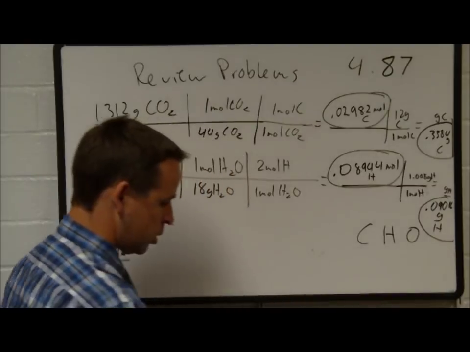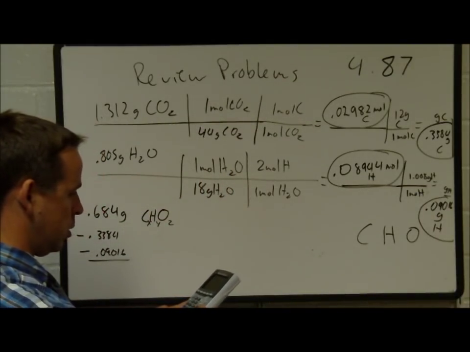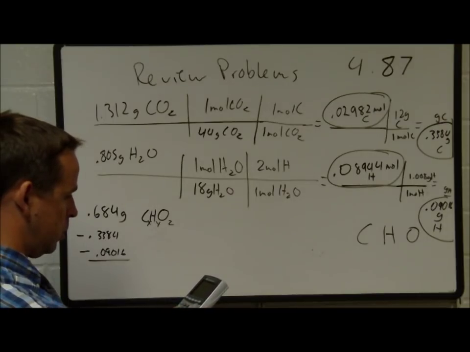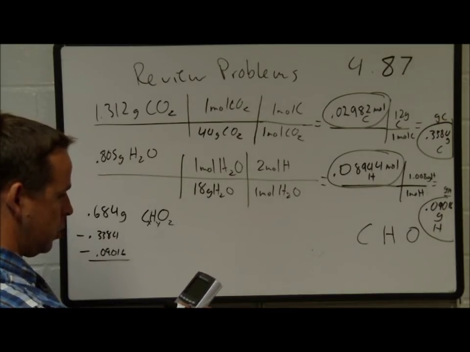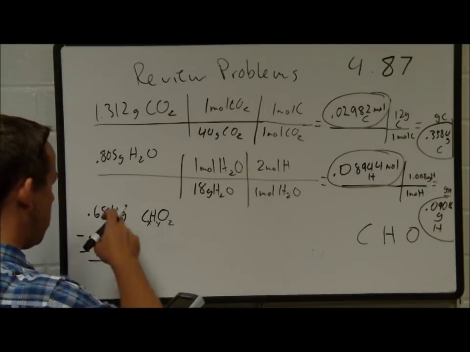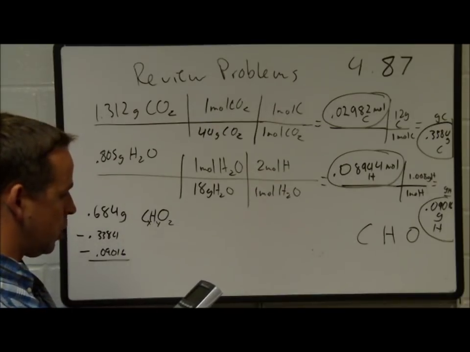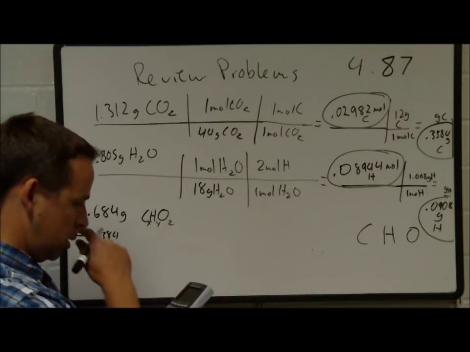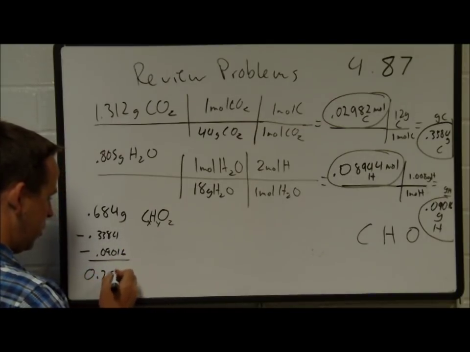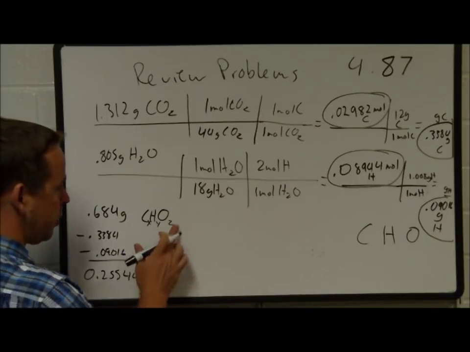All right, so we have 0.684 minus, and we also subtract from our initial mass the grams of carbon and the grams of hydrogen, and the grams of oxygen ends up being 0.25544 grams of oxygen. All right?